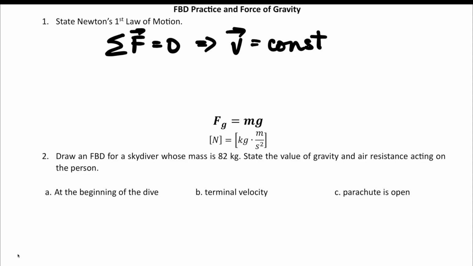In other words, unless there is an unbalanced force, unless there's an outside force, an object at rest will remain at rest, an object in motion will remain in motion at a constant velocity. Then, after that, we looked at several examples of when forces were balanced. And we also started with the formula for force of gravity.